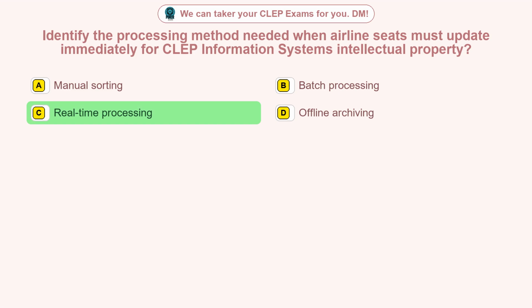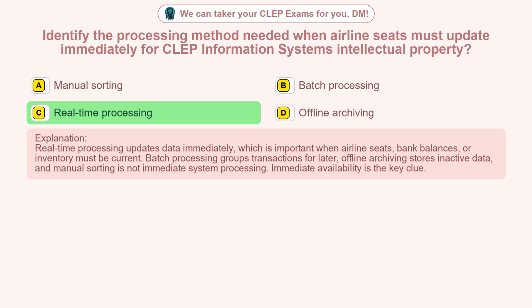Real-time processing. Real-time processing updates data immediately, which is important when airline seats, bank balances, or inventory must be current. Batch processing groups transactions for later. Offline archiving stores inactive data, and manual sorting is not immediate system processing. Immediate availability is the key clue.